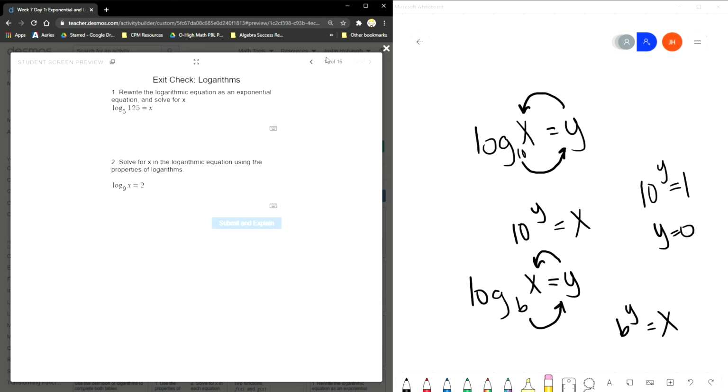And then finally, guys, we got slide 16 here, where it is an exit check. I do want y'all to do this on your own because this is kind of one way for me to assess what y'all have learned.